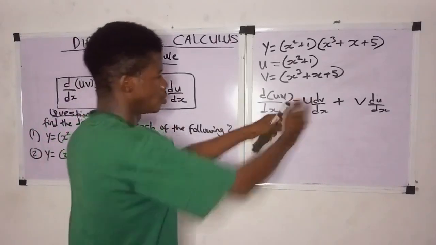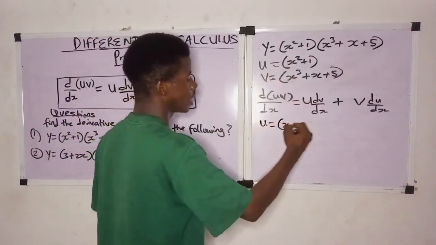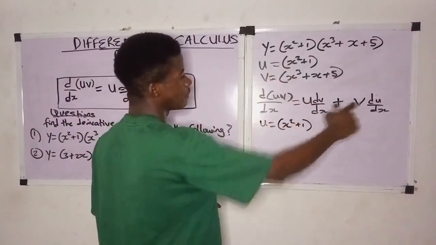We already know what U is. We already know that U is bracket open s squared plus 1. We already know that V is what?